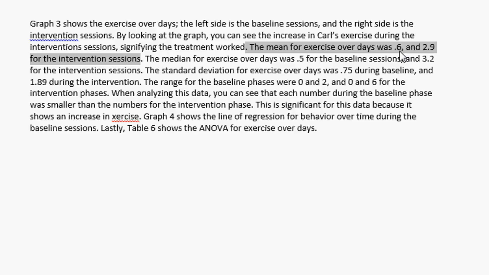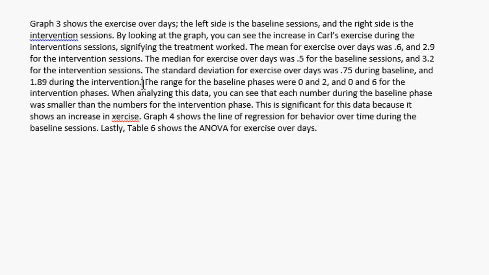But see, we don't know what units these are in. This is actually in miles walked, right? So 0.6 miles walked, not just 0.6. The median for exercise over days was 0.5 for the baseline sessions and 3.2 for intervention. Again, you don't know the unit that it's in. Standard deviation for exercise over days was 0.75 during baseline and 1.89 during the intervention.